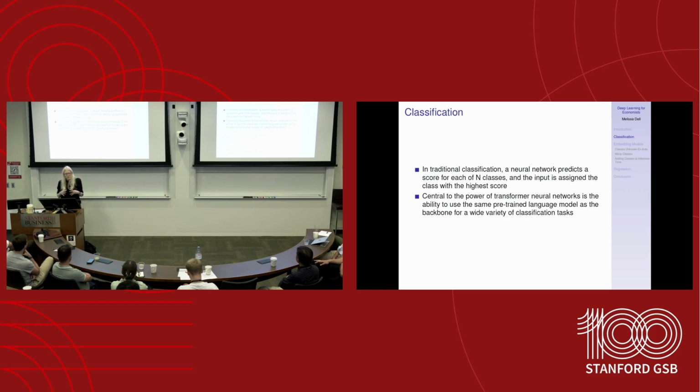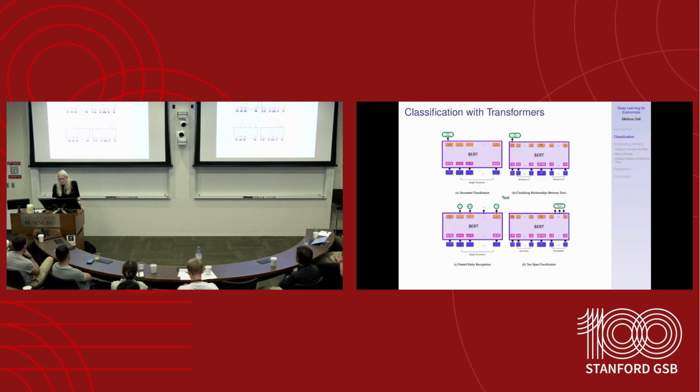And really central to the power of transformer neural networks, which is the architecture that you're almost always going to be using, at least for the time being, is the ability to use the same pre-trained language model as the backbone for a wide variety of classification tasks. This figure here is adapted from the original BERT paper, which was one of the first transformer large language models. And you have those blue boxes there.